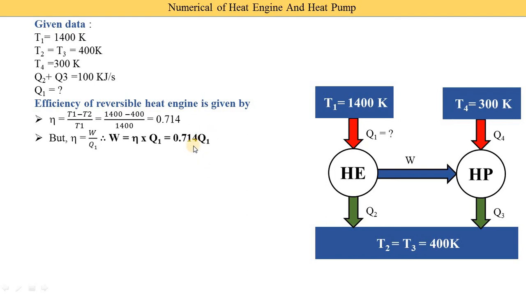Q1 is unknown, we are not able to find it out because we have two unknown parameters. So here the work done is unknown and Q1 is also unknown. So we take this as the final equation, that is W is equal to 0.714 Q1. Okay, then we find out the Q2.